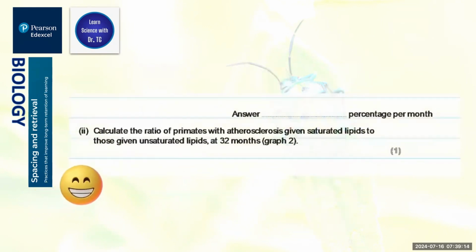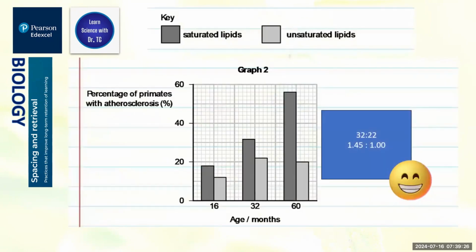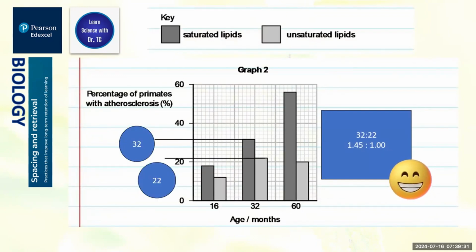The second question: calculate the ratio of primates with atherosclerosis given saturated lipid to those given unsaturated lipid at 32 months. So at 32 months, the saturated lipid is 32 and the unsaturated lipid is 22. So 32 to 22 is the ratio, which is 1.45 to 1. What I did: first I write the numbers, then I divide by the smallest number, which is 22. If we divide, this side is 1 and the other side is 1.45.